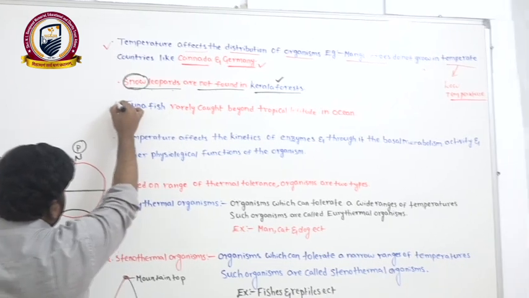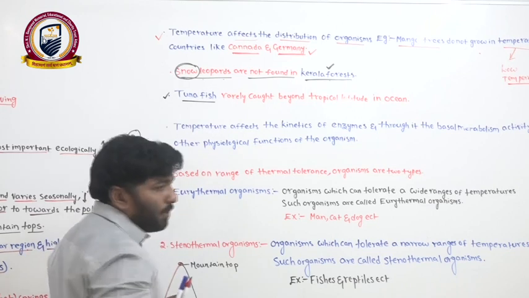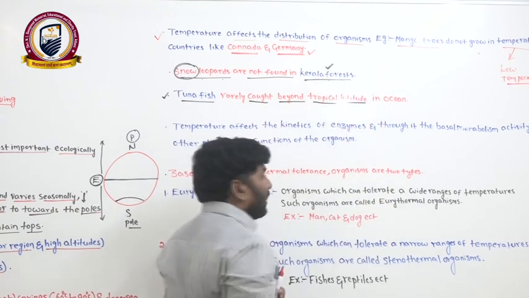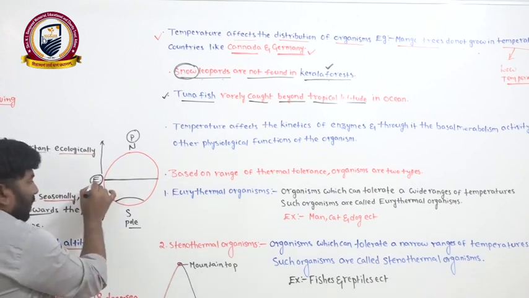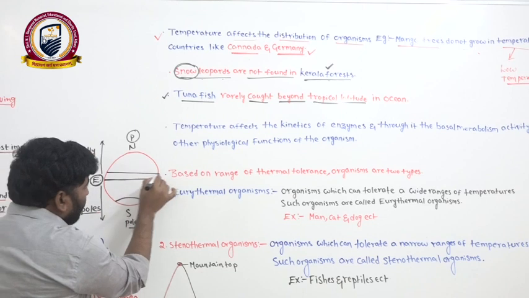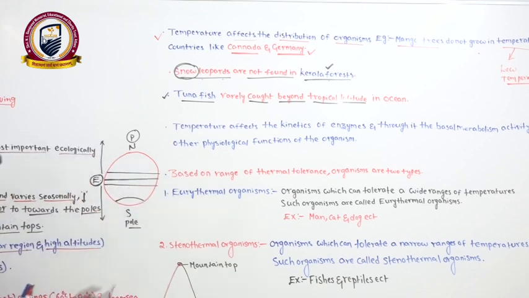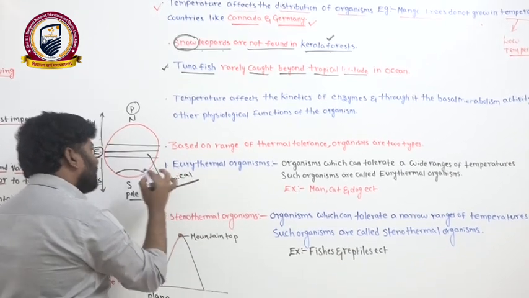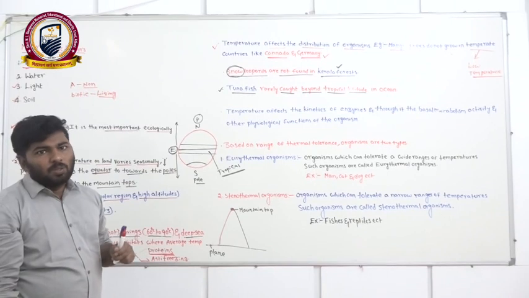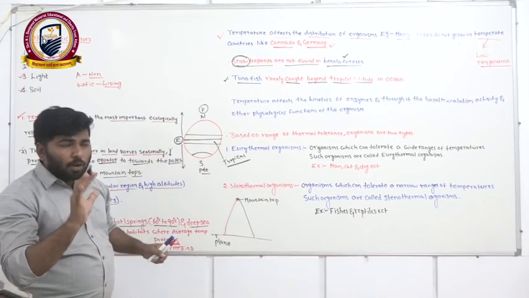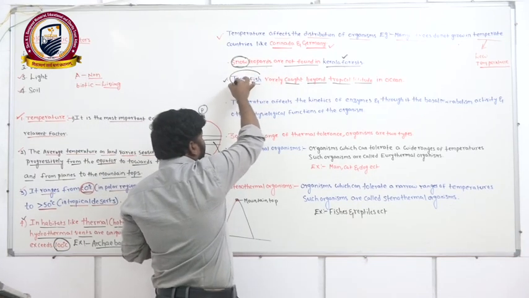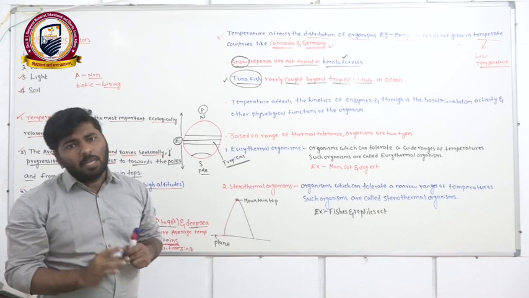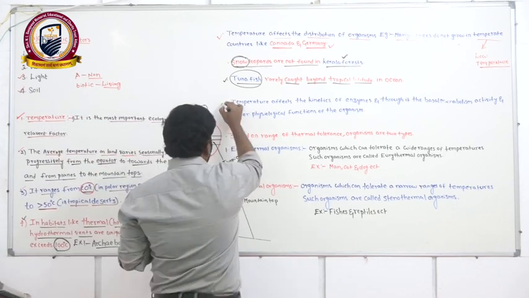Clear? Now the third example we can see here, tuna fish. Tuna fish are rarely caught beyond tropical latitude in the ocean. We know very well, tropical latitude means whichever place is near to the equator line, that place we can call a tropical area. These tropical areas are not only on the land, they are present in the oceans also. In the oceans, where the tropical area is, only there we notice more tuna fishes. Beyond that we observe very few tuna fishes. Clear? Right. Now we can see the next point.